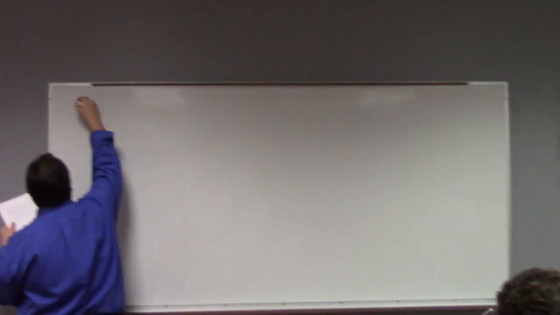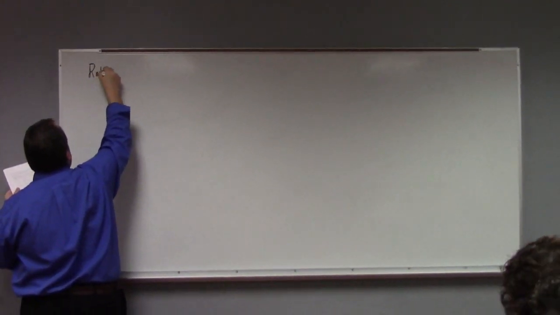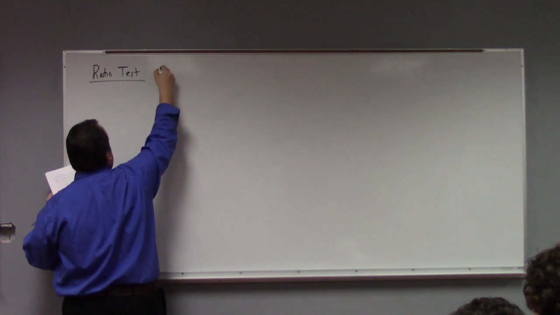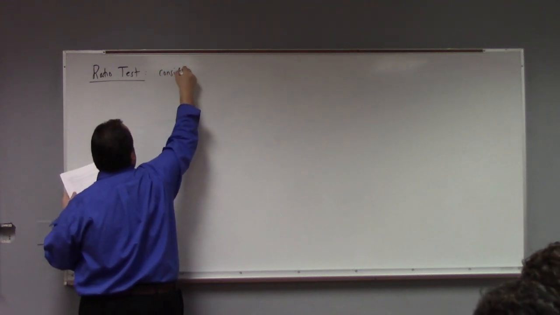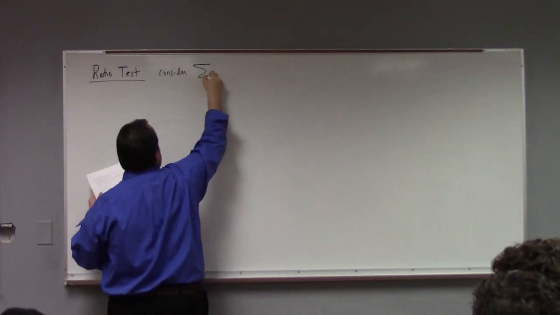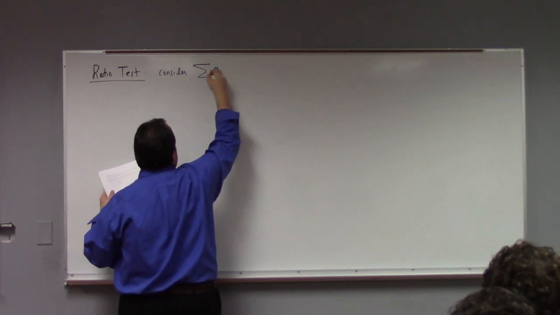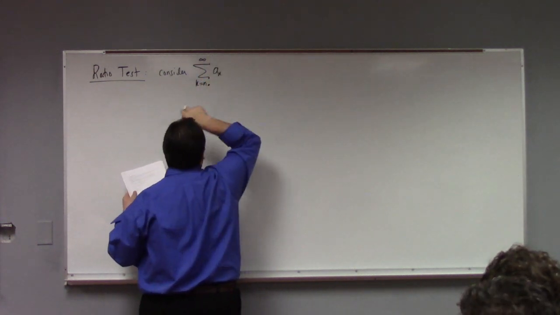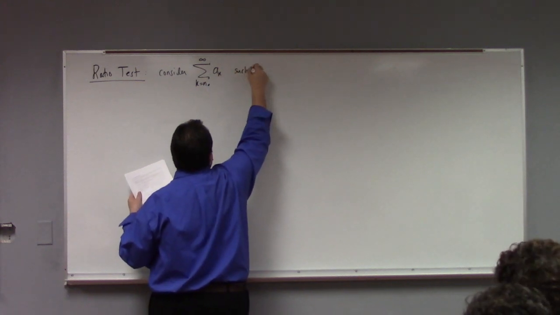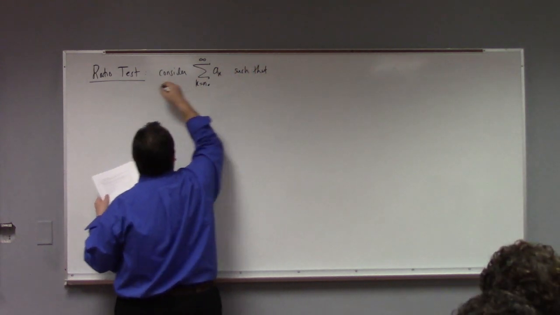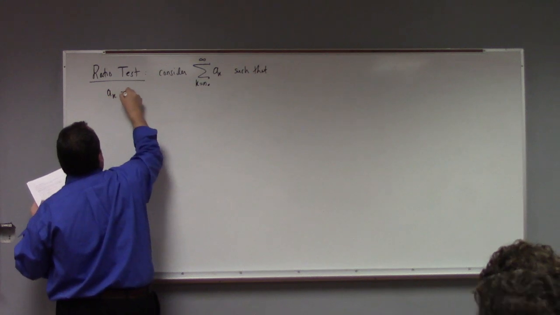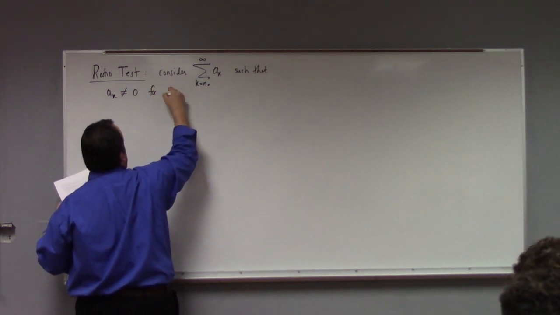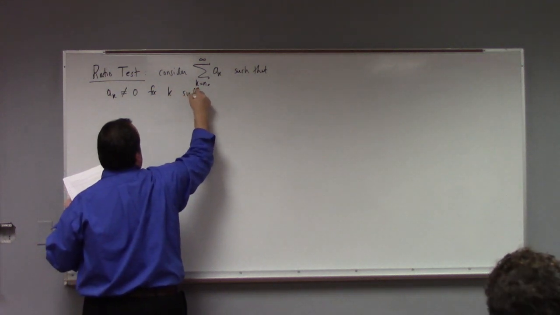This is the ratio test. So consider the sum, a sub k, k equals n naught to infinity, such that a sub k is not equal to 0 for k sufficiently large.